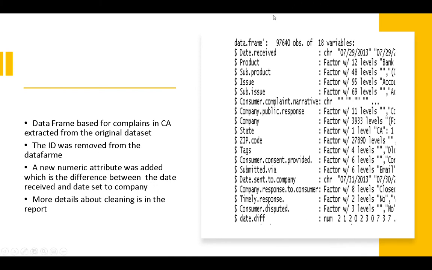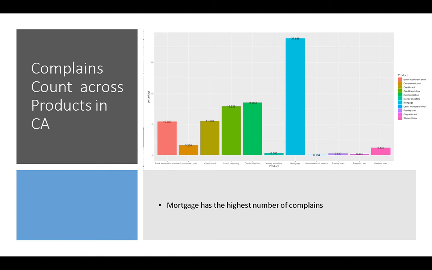Here is the data frame for California. It's 97,640 observations with 18 attributes. We removed the ID of the complaint, and we added a date difference between the date the complaint was received and the date it was sent to the financial institute. We used it in our study and clustering. Here this graph shows the products. Mortgage is the one having the highest number of complaints across all the products, and then we have debt collection and credit reporting.